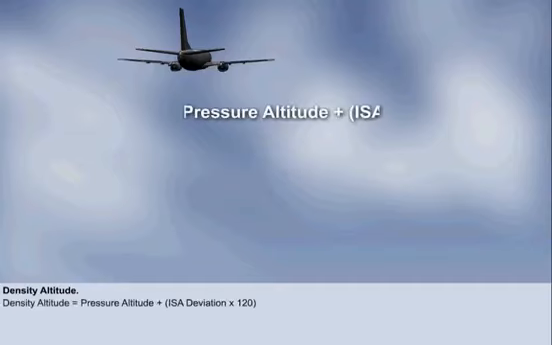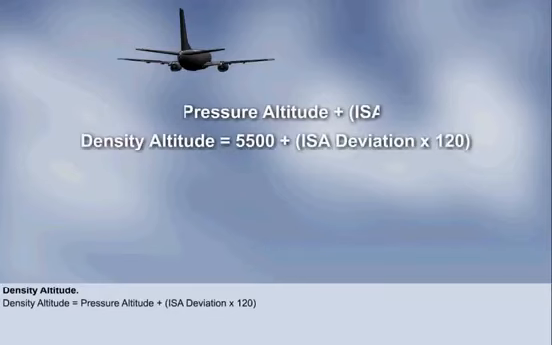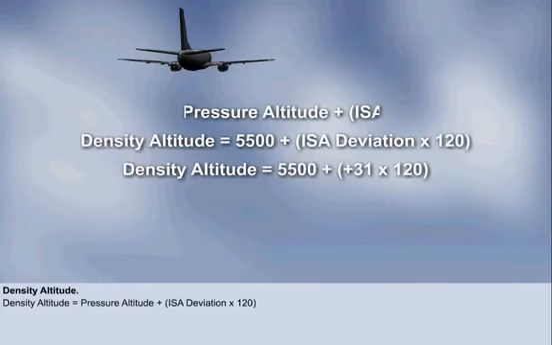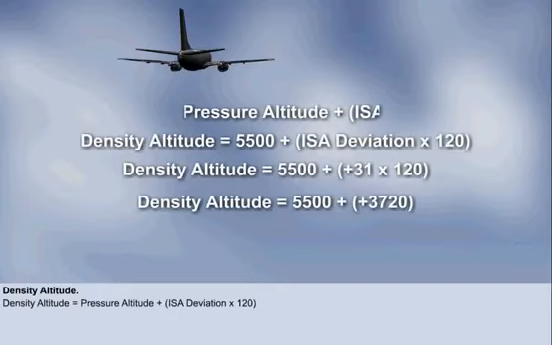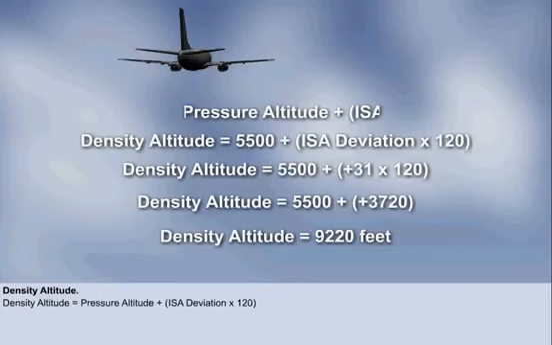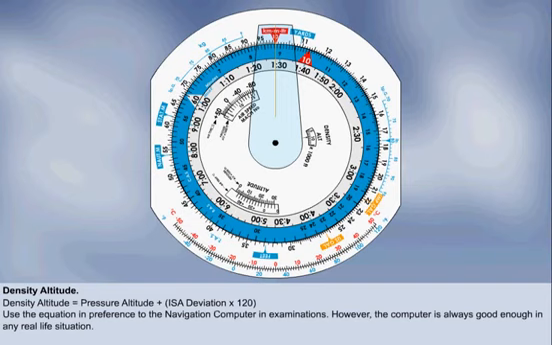Now let's substitute into our equation. Pressure altitude is 5,500. The ISA deviation is plus 31. That gives us a correction of plus 3,720 feet. Our density altitude is 9,220 feet. You should use the equation in preference to the navigation computer in examinations, when the answer options may be too close to separate with the navigation computer. However, the computer is always good enough in any real-life situation.